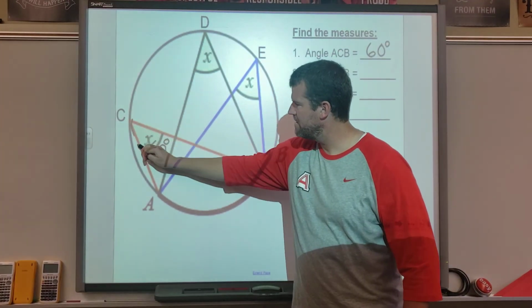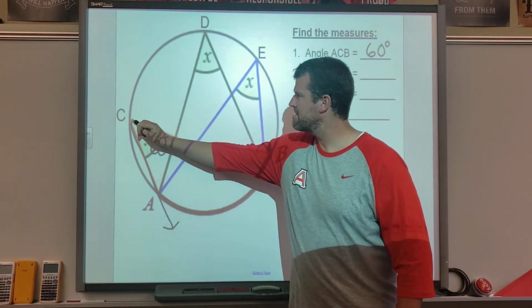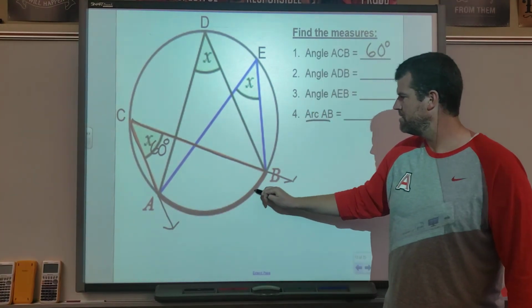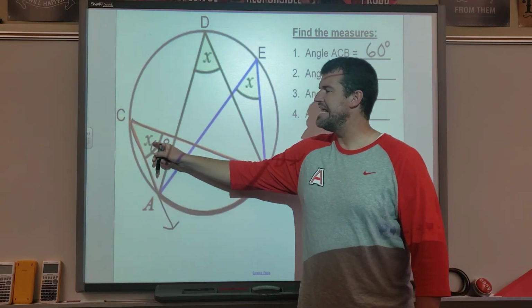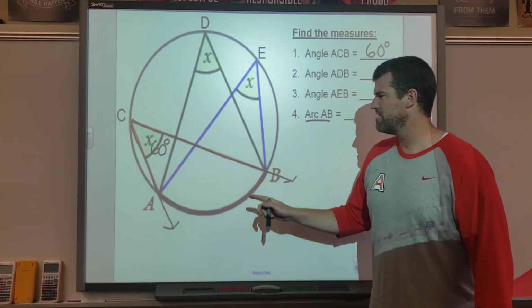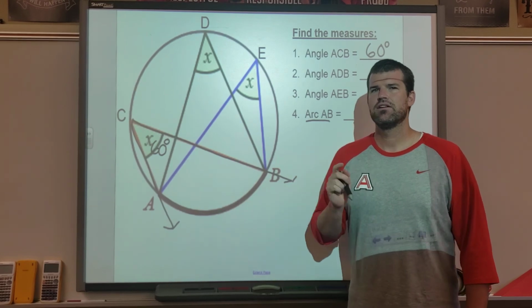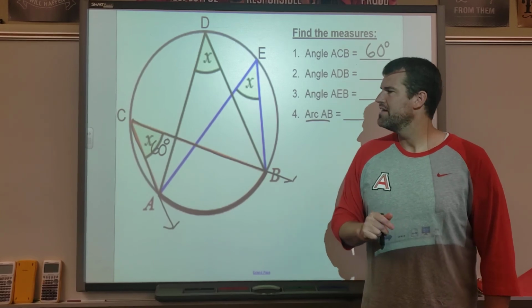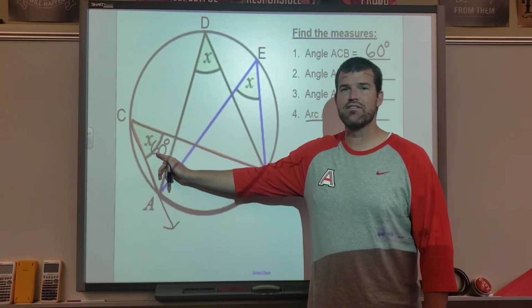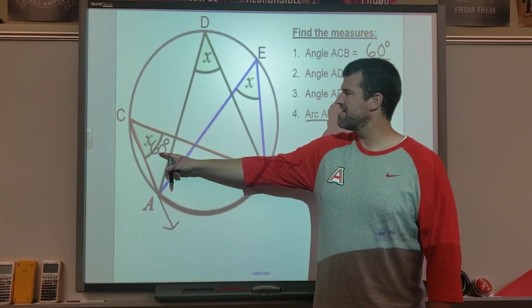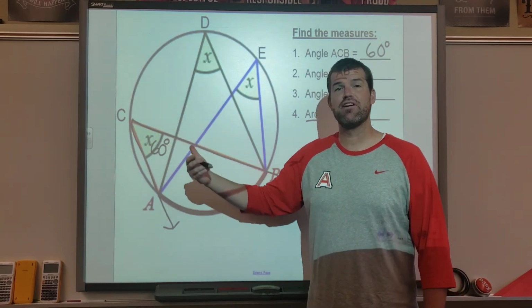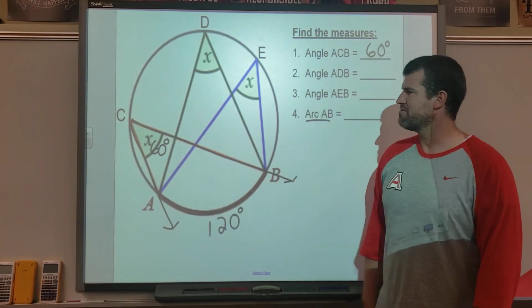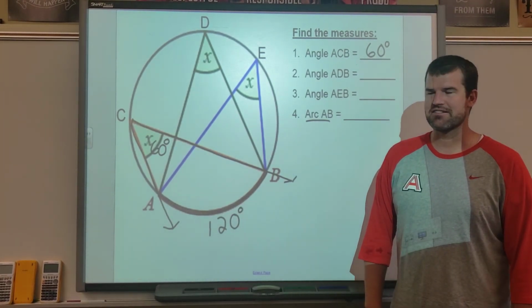Well, if I extend these sides, they intercept arc AB. And will the inscribed angle be the same measure as the arc? No, right? The central angle is the same as the arc. The inscribed angle will be half of the arc. So if this is 60 degrees, 60 is half of 120. So that is 120 degrees.